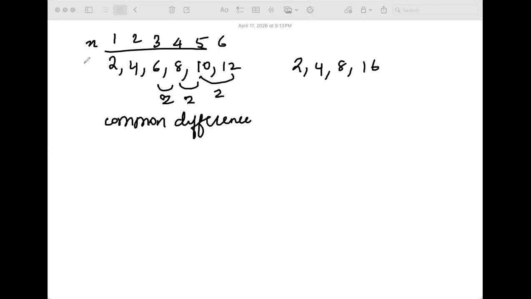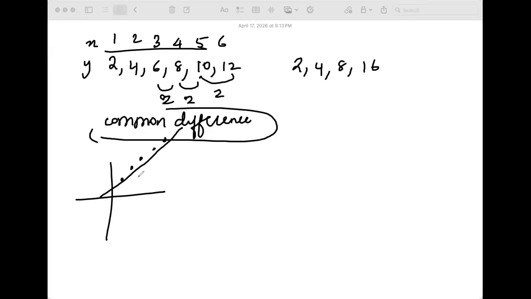So this becomes x and y. Plot this into a coordinate plane: 1, 2; 2, 4; 3, 6; 5, 10; 6, 12. Do you see a line going up? When you have a common difference between the terms and when you plot it into a coordinate plane, it becomes a line, then it is an arithmetic sequence. Got it?